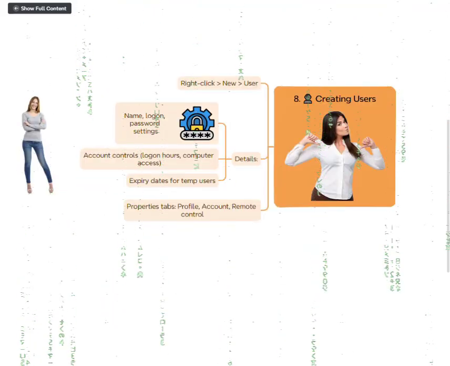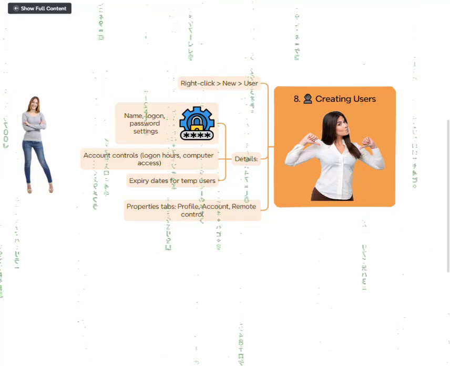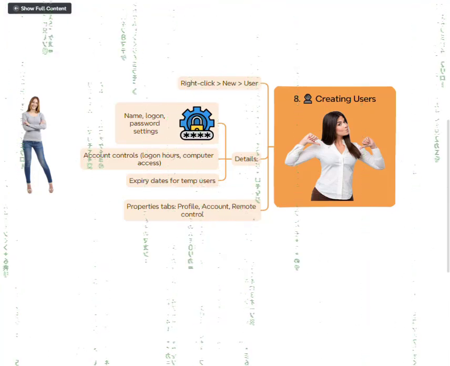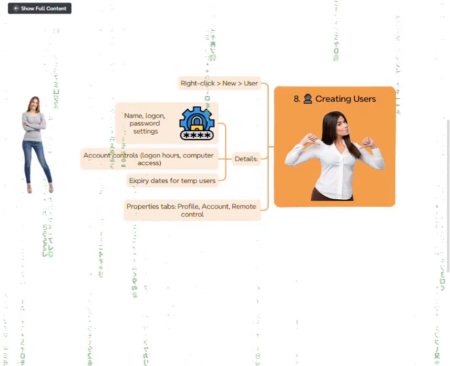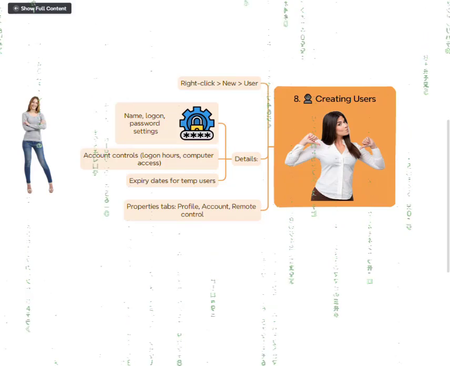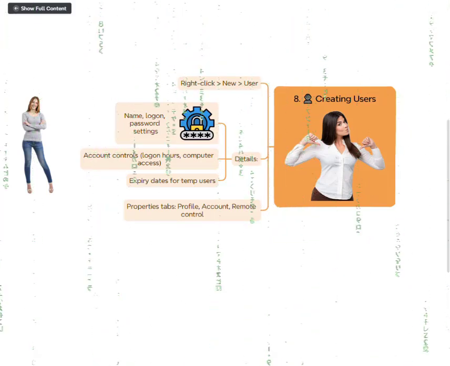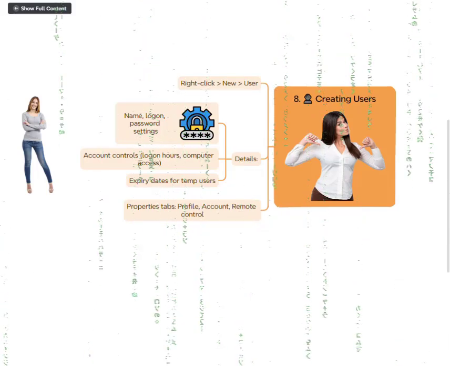8. Creating users. Creating users in Active Directory is a breeze. You just right-click in the right OU, select New User, and fill in the details: name, login, and password. You can even set requirements like forcing them to change their password at next login, or preventing them from changing it at all. This is great for service accounts.